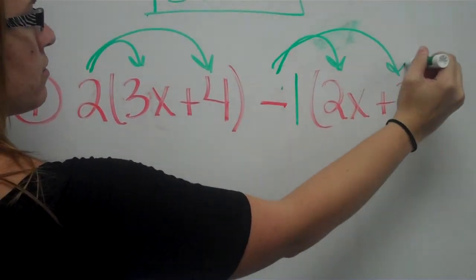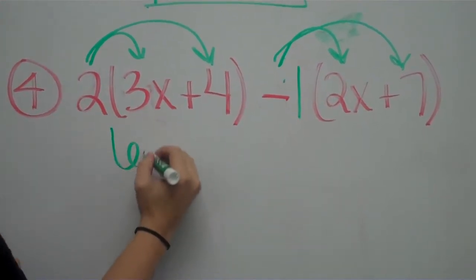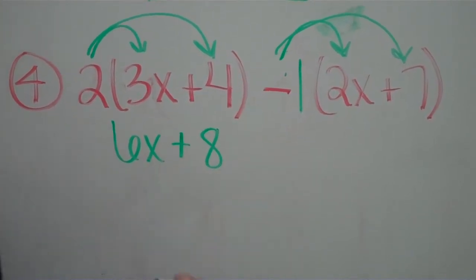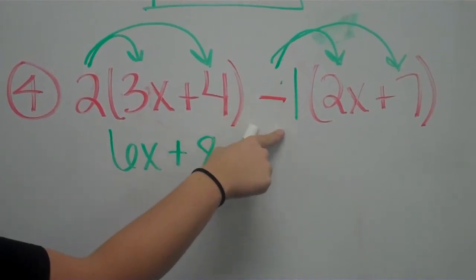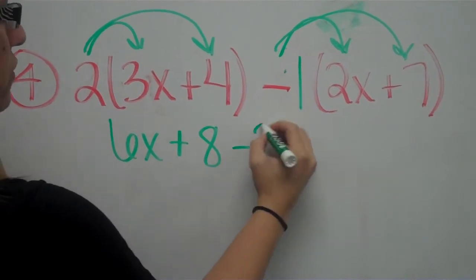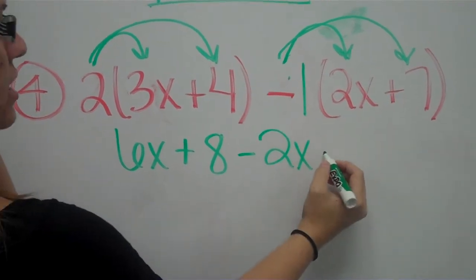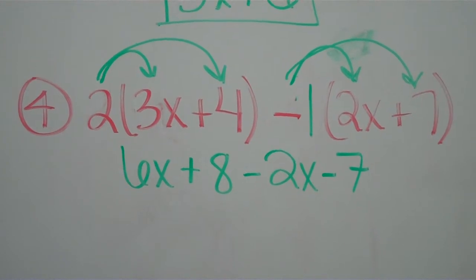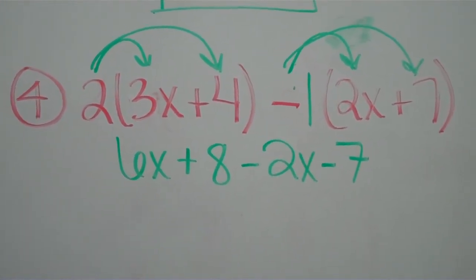Draw your lines. Okay? 2 times 3 is 6, so 6x. 2 times a positive 4 is a positive 8. And then in your head, I want you to think, is this a positive 1 or a negative 1? And you're going to say, well, it's negative 1. So in your calculator, do negative 1 times 2, and we get negative 2x. And then negative 1 times a positive 7 is a negative 7. If you have any questions on where those numbers came from, where the 1 came from, why it's negative, any of those things, stop the video, raise your hand so I can explain.